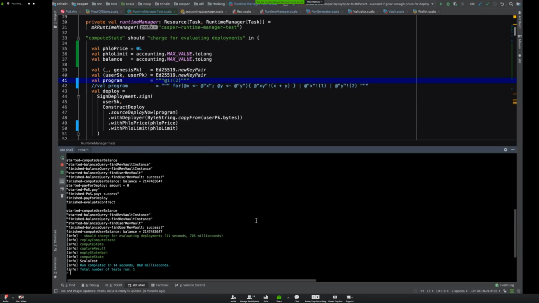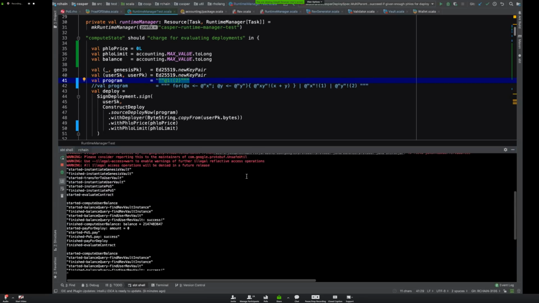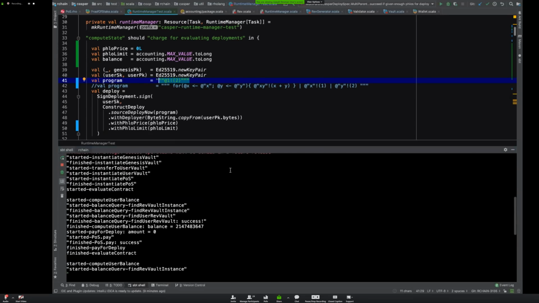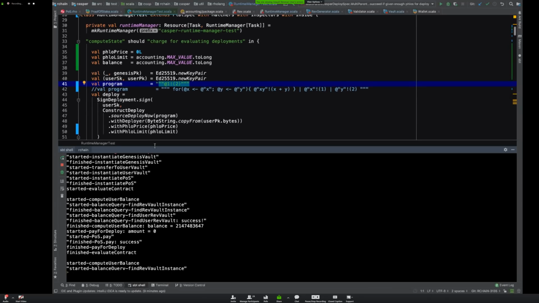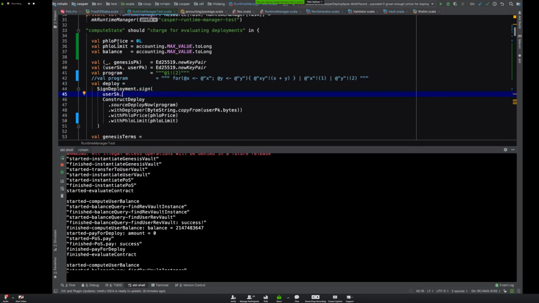Okay. So all these print statements are different points in the execution of our tiny little program here. Let's go through these and see what is going on. The first thing that we'll notice is that the Genesis vault is being instantiated. Genesis vault, obviously, is the vault that is endowed with the full quantity of rev in the Genesis block. So we're instantiating that vault. We're transferring a certain amount of rev from the Genesis vault to the user vault. So it starts in the Genesis and it ends up in this user's corresponding vault.